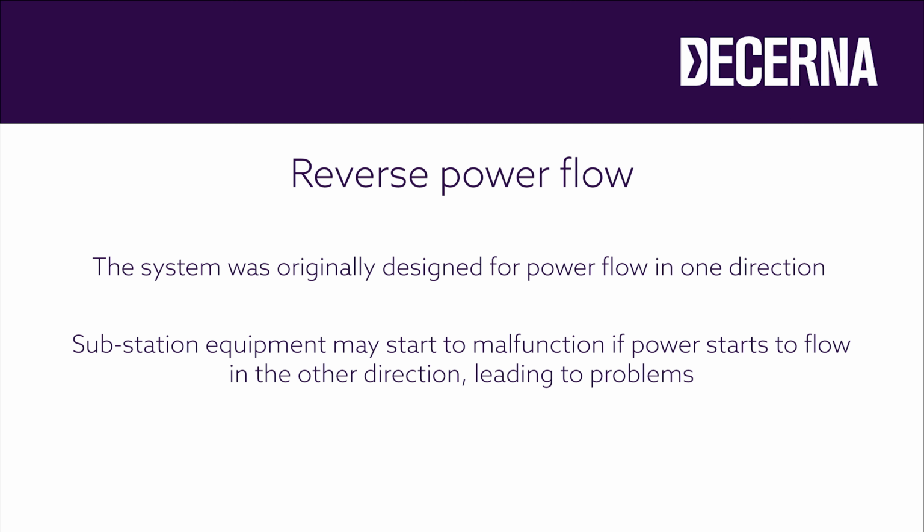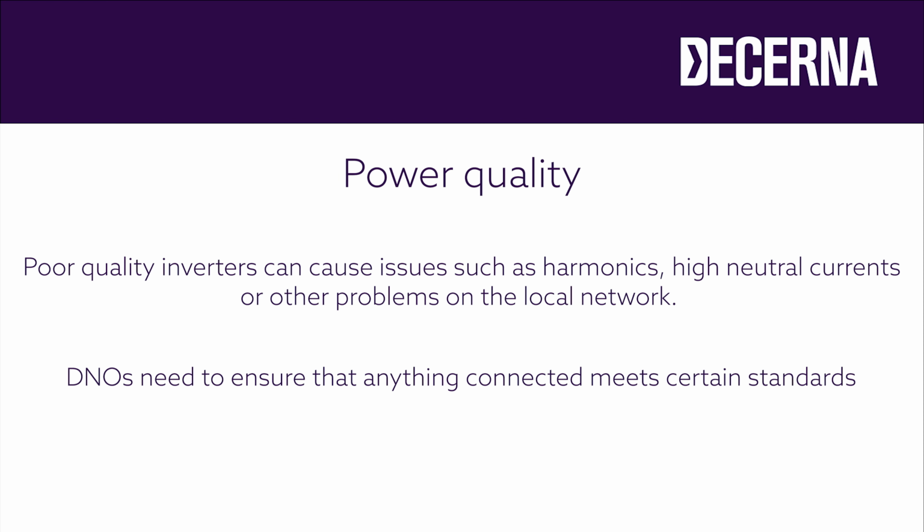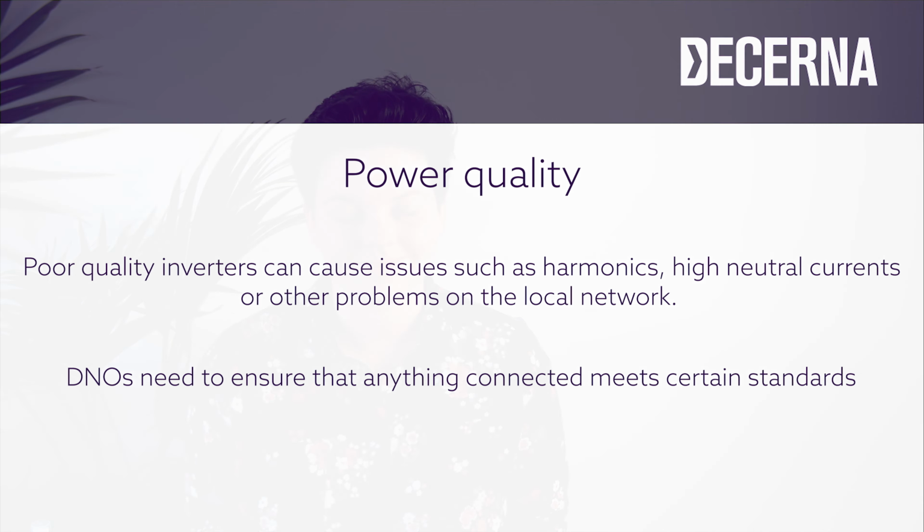Reverse power flow. Because the system was originally designed for power flow in one direction, substation equipment such as online tap changers can malfunction if power starts to flow in the opposite direction. This can lead to problems like voltage rise and blackouts. Power quality. Poor quality inverters can cause issues such as harmonics, high neutral currents, or other problems on the local network, so the DNOs need to ensure that anything connected meets certain standards.